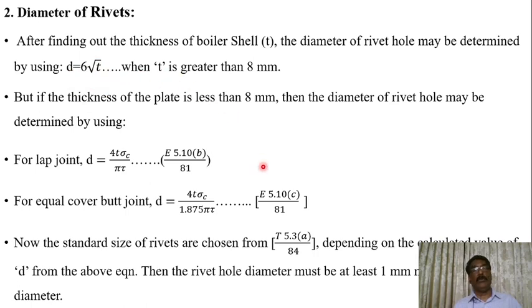Once this diameter is found, you will have to go for a standard size of the diameter. For that, you again refer to this particular table and find the standard size of the rivet. Once the standard size of the rivet d is obtained, the rivet hole diameter must be at least 1 mm more than the rivet diameter. For example, if you get d equal to 19 mm by using this formula, then by taking the standard size from the DDH, d may be equal to 20 mm. In that case, the diameter of the rivet hole should be 21 mm, 1 mm more than this diameter. Like that, you use this equation to find the diameter of the rivet as well as the diameter of the rivet hole.